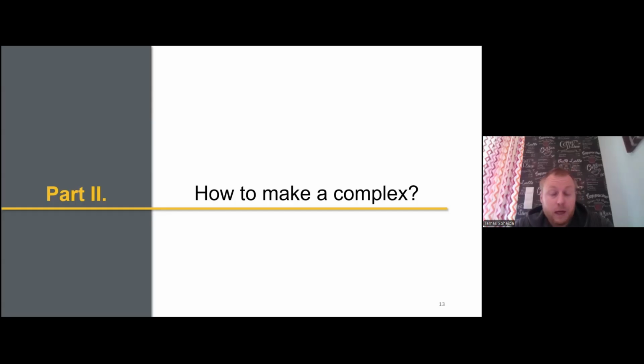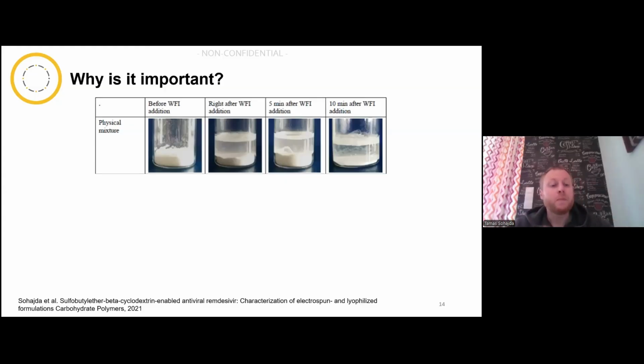And that's a problem, as you will see, because making the complex is not utterly complicated, but if you miss making the complex, you miss exploiting the potential of the cyclodextrins. So this is why. This is the example of remdesivir, which was the first approved drug against COVID, you may remember, and it was solubilized with the cyclodextrin. So if you just take the composition that was approved, put the huge amount of cyclodextrin and the very small amount of active ingredient, and do a physical mixing, this is what happens.